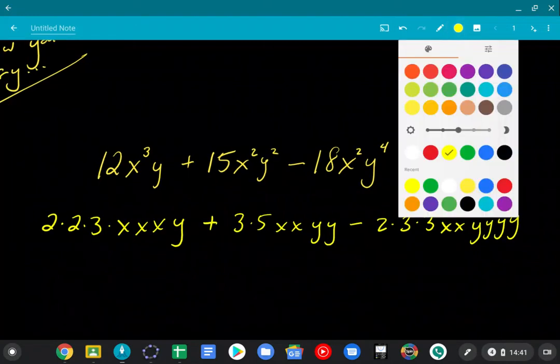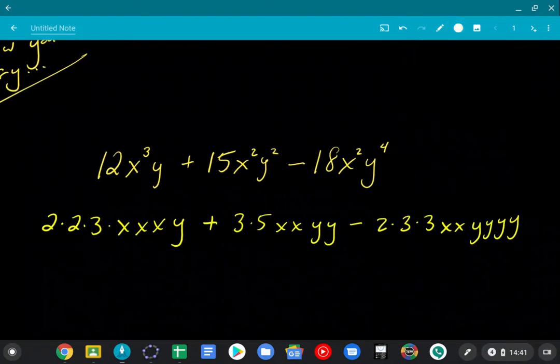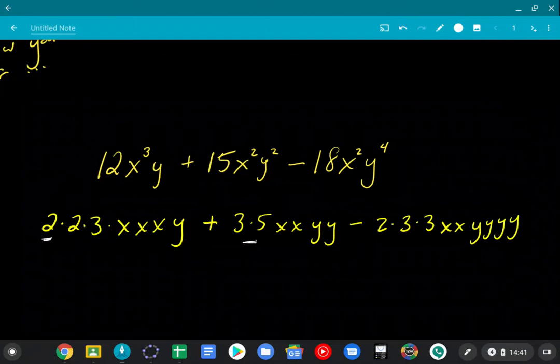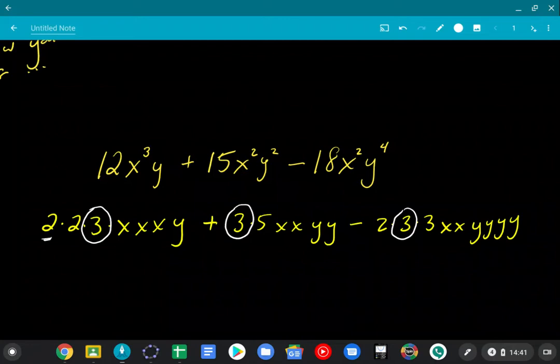So what do they have in common? Not everybody has a 2. Right here, no 2's. So I can't take a 2 out. They do all have a 3, though. There's a 3 here, there's a 3 here, and there's a 3 here. So a 3 is definitely coming out of this one. 5, that's the only one with 5, so that's not going to happen. How many x's can I pull out? I see I can take 2 x's here, and 2 x's here, and 2 x's here.